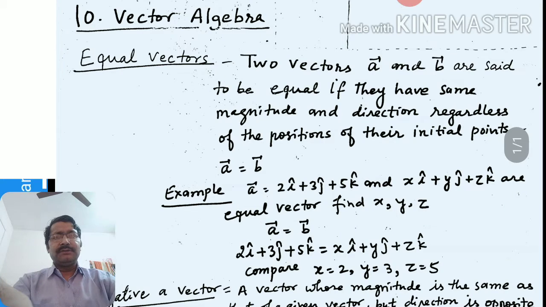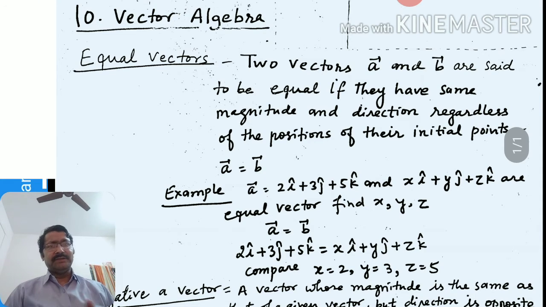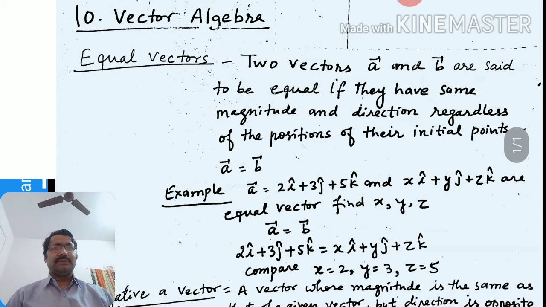Today we are doing this part: equal vector. What is the equal vector that you have to understand? Two vectors A and B are said to be equal if they have the same magnitude. Magnitude is the same and the direction is also the same, then it is called an equal vector.